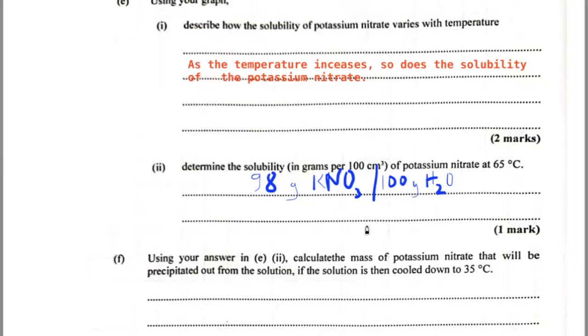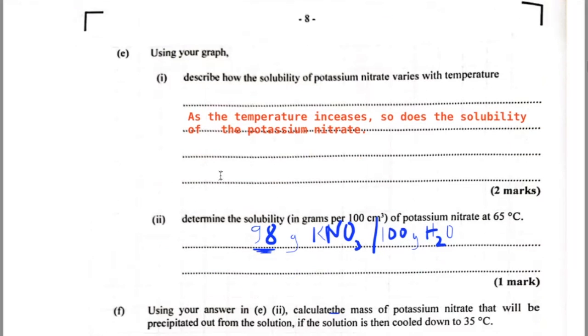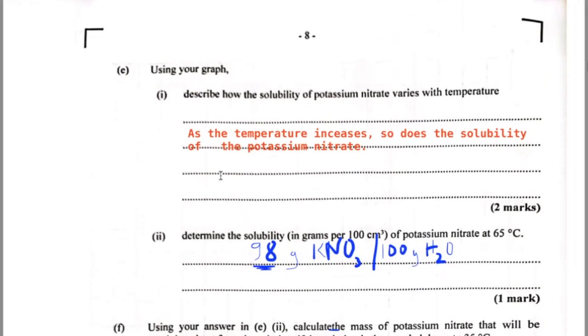All right, so they want us to use our answer to E part 2 to calculate the mass of potassium nitrate that will be precipitated out from the solution if the solution is then cooled to 35 degrees Celsius. So at 65, we had 98 as the mass dissolved. Now, if we were to cool down to 35, we'd have to check the graph for this. Let's see what the solubility then would be, and then use that value to determine what mass of potassium nitrate would fall out from the solution.